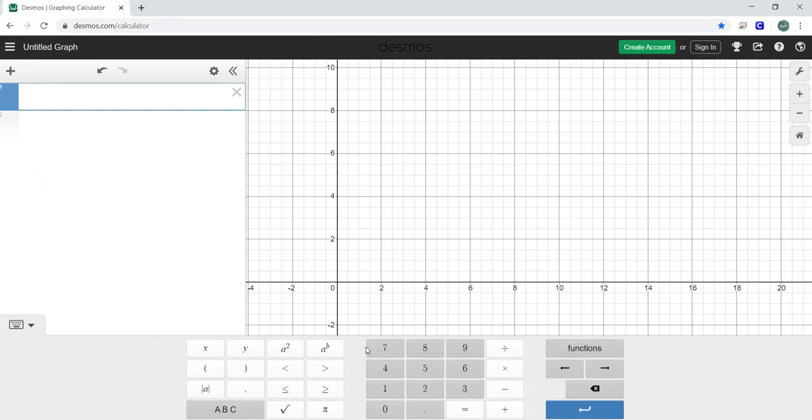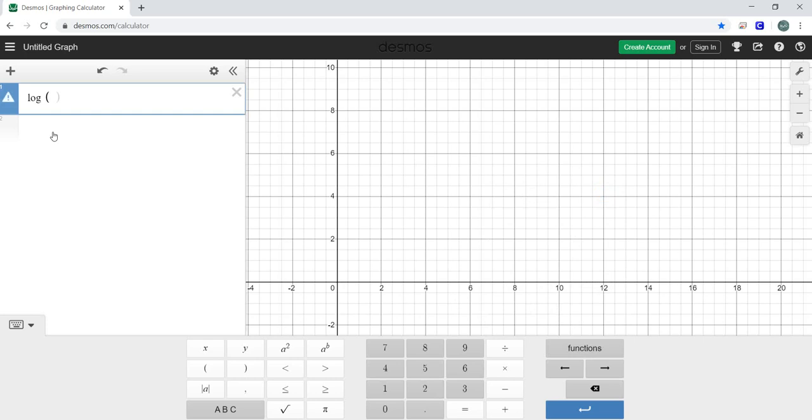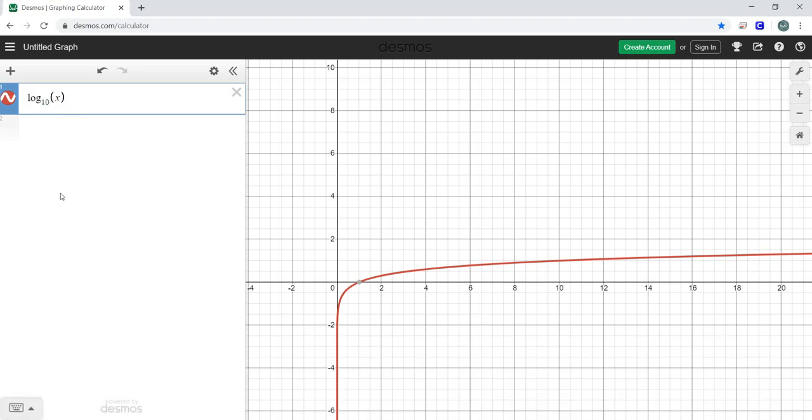Remember, I will just graph this one first. The log base 10 of x. That's our parent function. We will just start with that. Log base 10 of x. This is our parent function. Okay, so there you go. I'll just copy this one. This is the parent function.